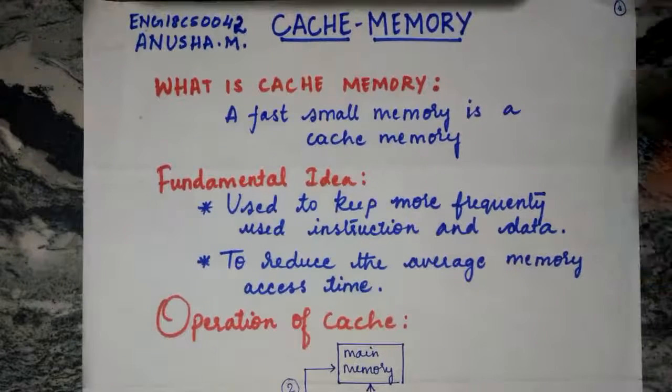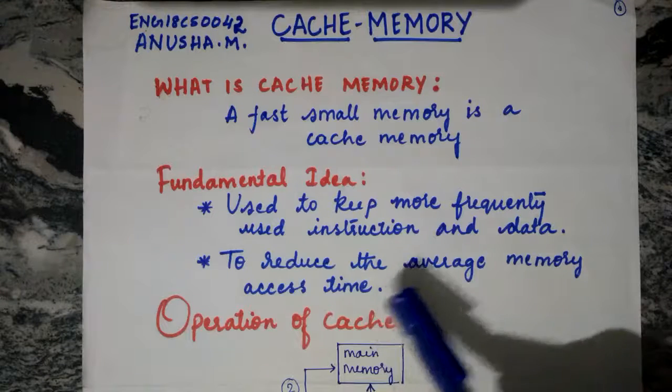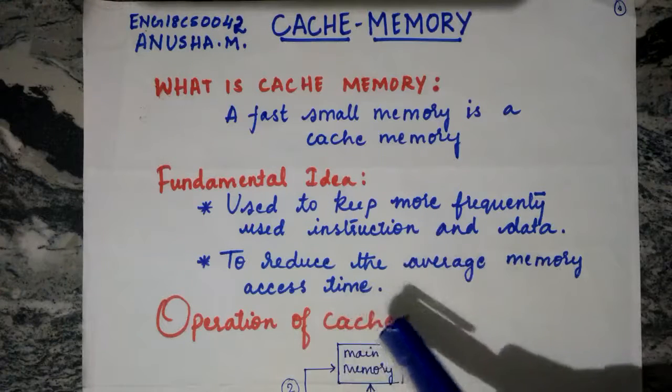Cache memory. Let's see what is cache memory. Cache memory is a fast, small memory, and the fundamental idea of cache memory is that it is used to keep more frequently used instructions and data. It is used to reduce the average memory access time.